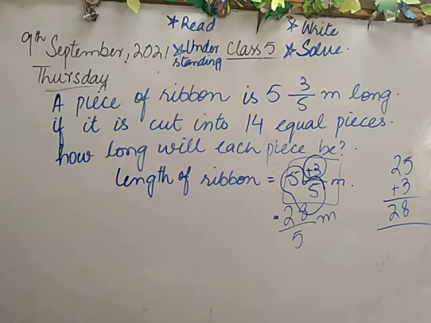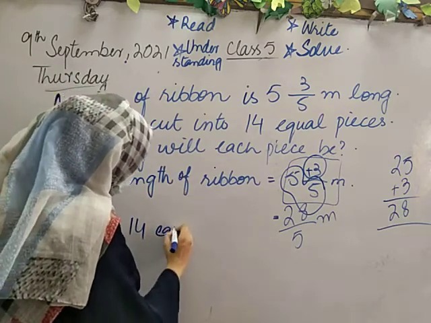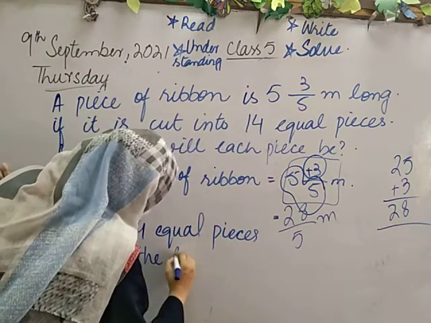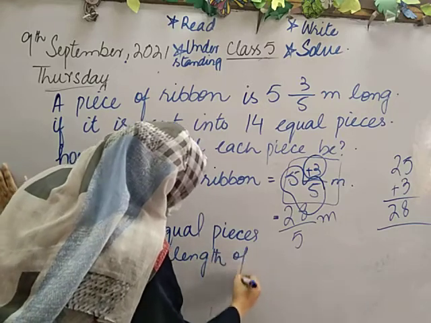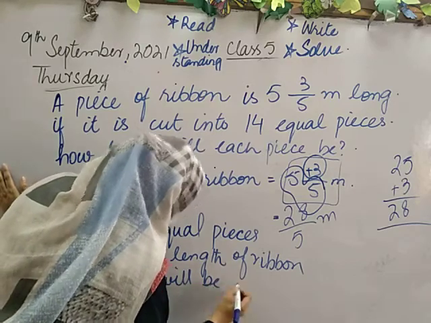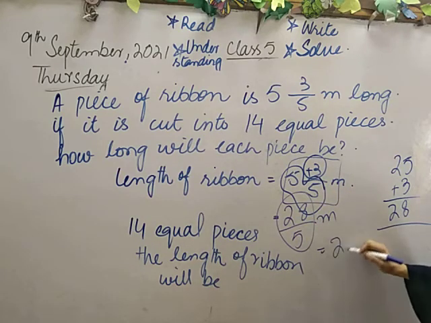ठीक है, तो फ्रैक्शन क्या था एक पीस ऑफ लेंथ का? 28 by 5 meter. Next class, according to the given statement, what did it say? If it is cut into 14 equal pieces, the length of ribbon will be... class, this is the fraction 28 by 5.